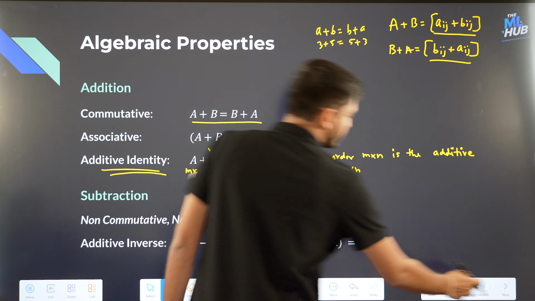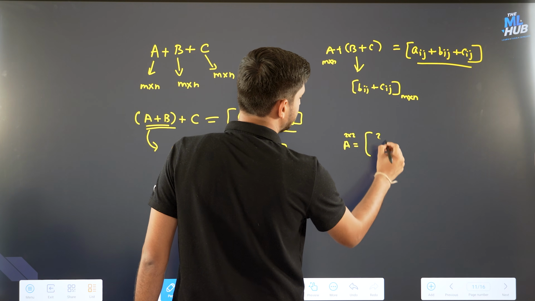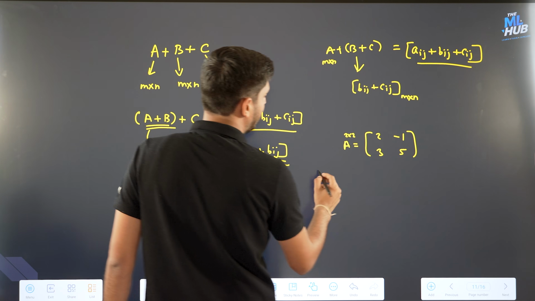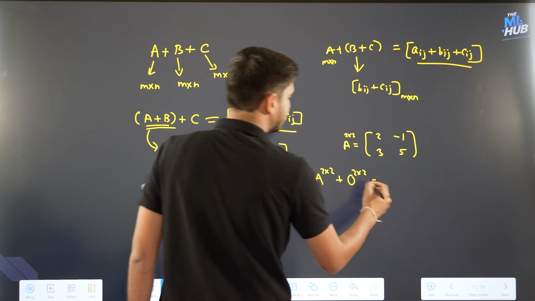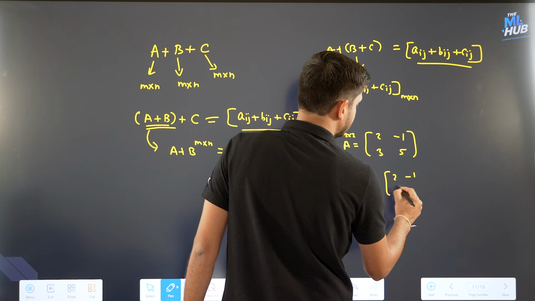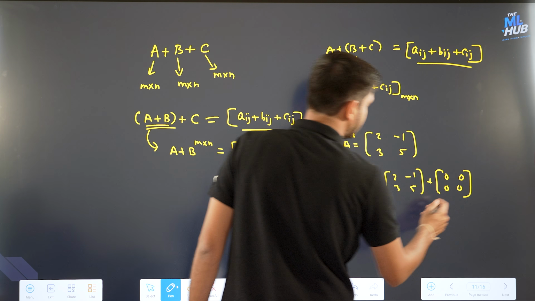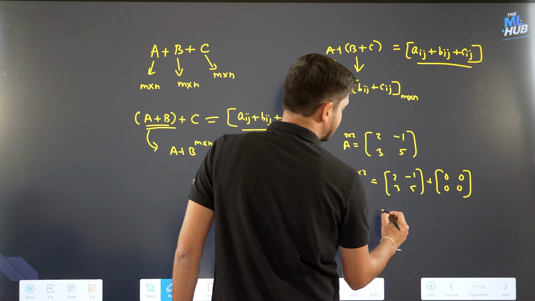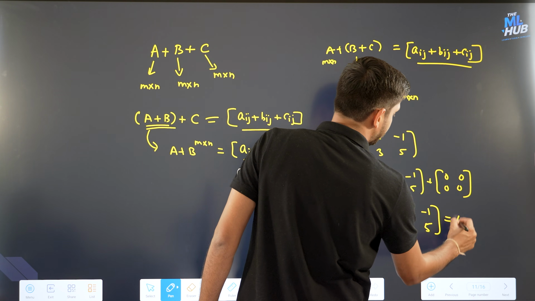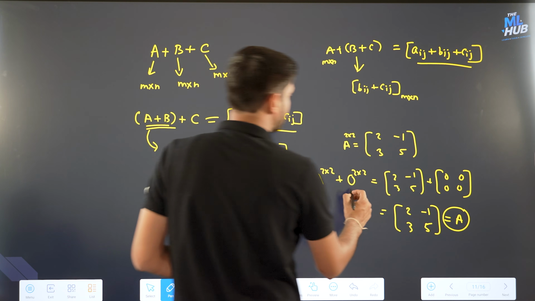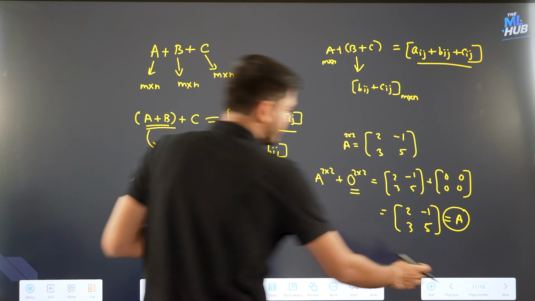Okay. The reason is very simple. If you have any matrix A, let's say of size 2 cross 2, let's say elements are 2, 3, minus 1 and 5, and to the matrix A, if you add the 0 matrix of size 2 cross 2, which is 0, 0, 0, 0, you will get the same matrix back, which is A. 2, minus 1, 3, 5. And that is why the 0 matrix is called the additive identity of any matrix, but it should be of the same order. Okay.